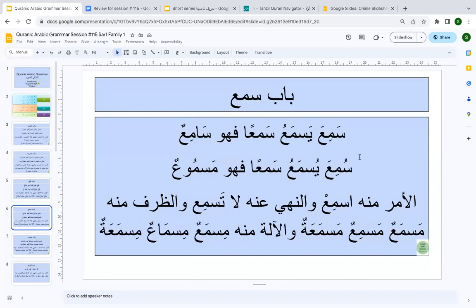If your madin now has kasra on ainul kalima, like sami'a, and fatha in case of mudare on ainul kalima, your bab is going to be sami'a, and you can also call it babe seen. Kasra on ainul kalima in fil madin, fatha on ainul kalima in mudare is going to be bab sami'a.